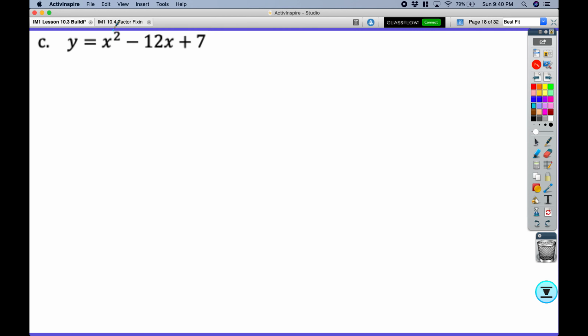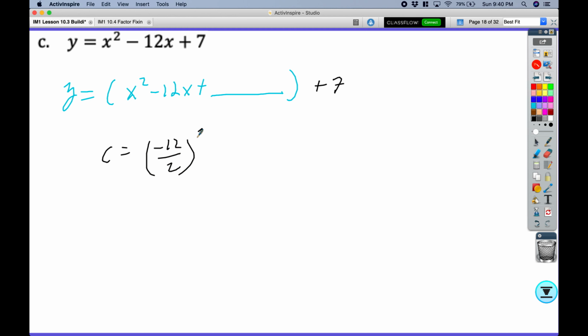Here, let's go ahead and rewrite this. y equals parentheses x squared minus 12x plus my new c value to make a perfect square. And then I'm going to have my plus 7 out here, which I'm going to mess around with because you can't just be adding stuff. To find my new c value, you're going to take your b value, divide it by 2, and square it. Okay? So this will be negative 6 to the second power, which is positive 36. So I'm going to add 36 here, and then I'm going to subtract 36 here.